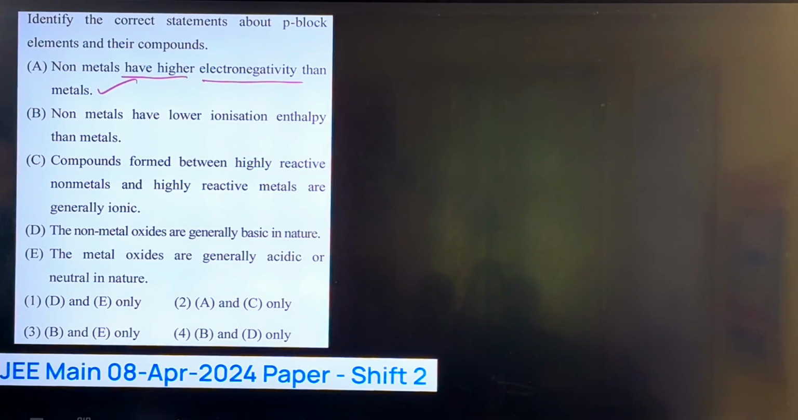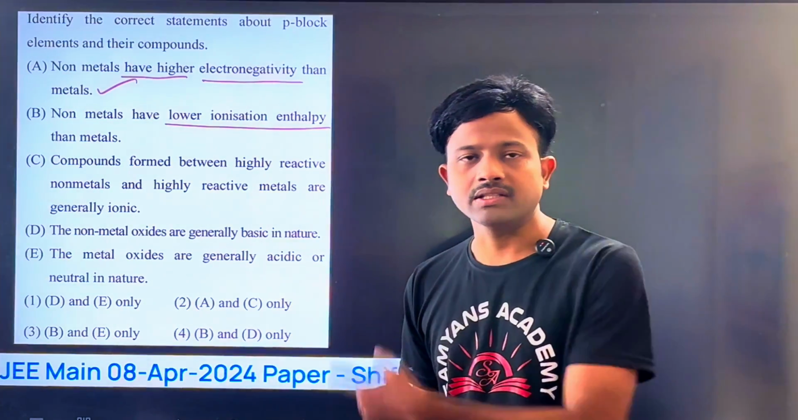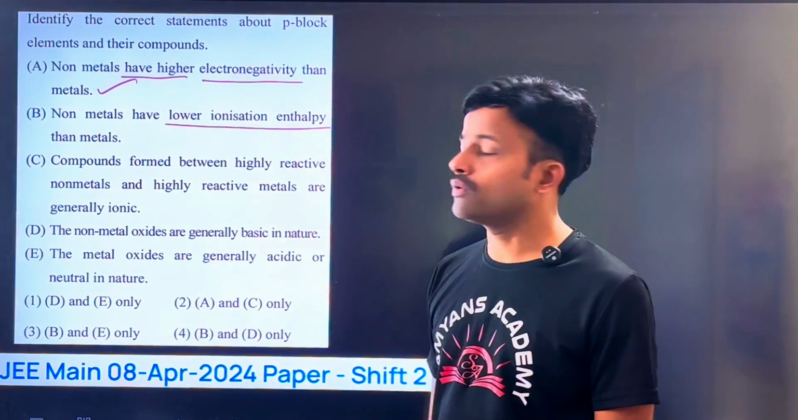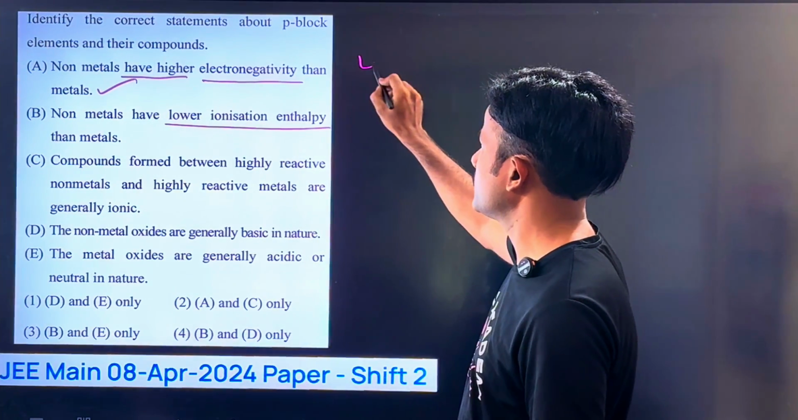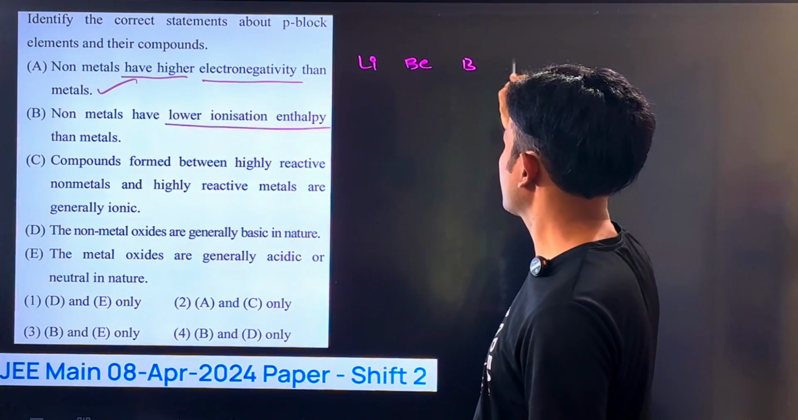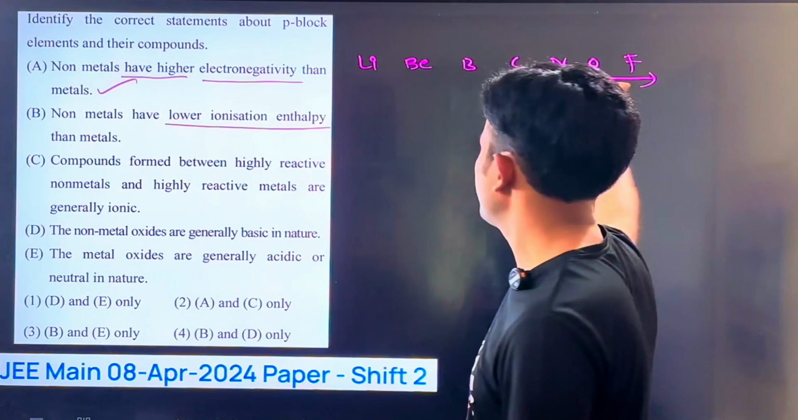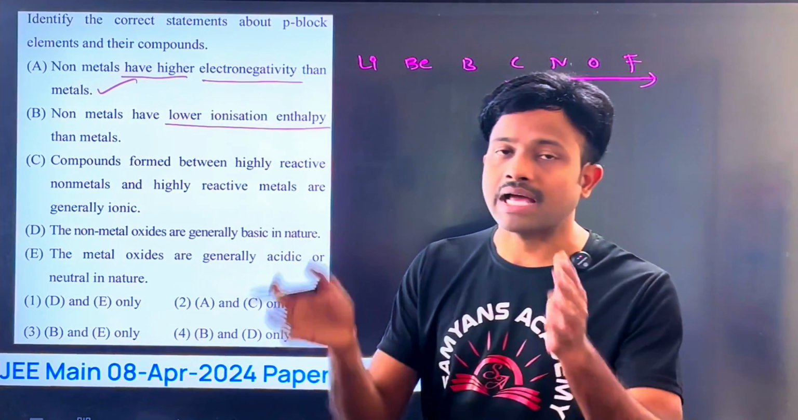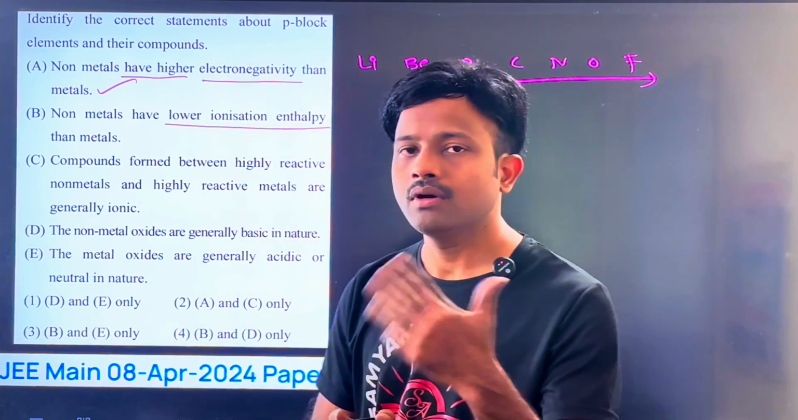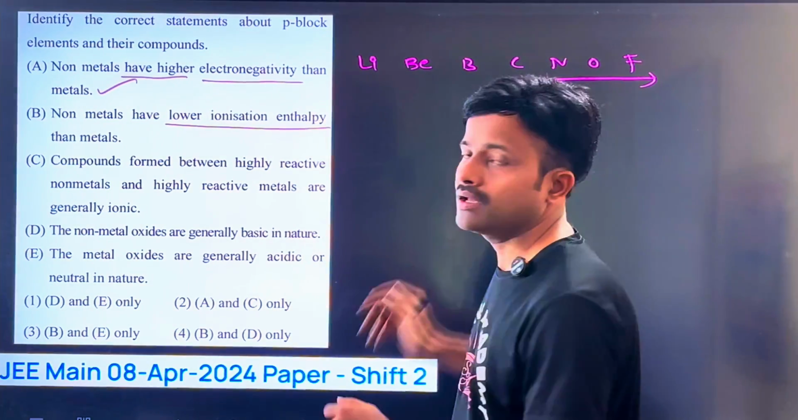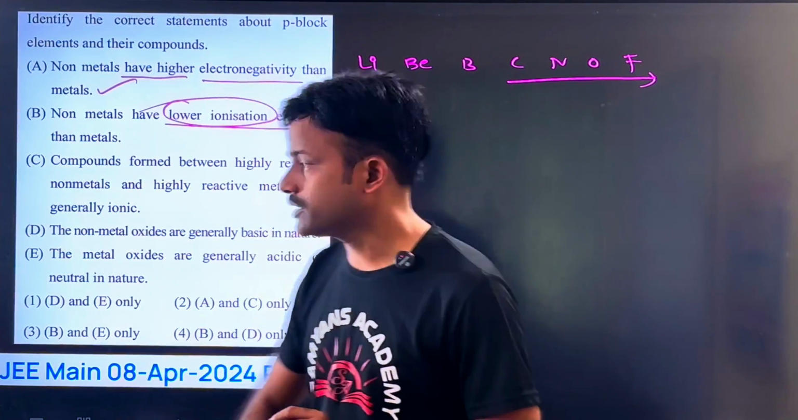Okay. Next one, non-metals have lower ionization enthalpy. Is it correct? Which are the non-metals here? Now you see hydrogen, helium, you leave it, lithium, beryllium, boron, carbon, nitrogen, oxygen, fluorine. When you move across the period, the non-metallic character increases and size decreases. If size decreases, they have more ionization energy values compared to metal atoms. Non-metals have the highest ionization energy values, but here it is given as lower ionization enthalpy values. Okay, this statement is not correct.